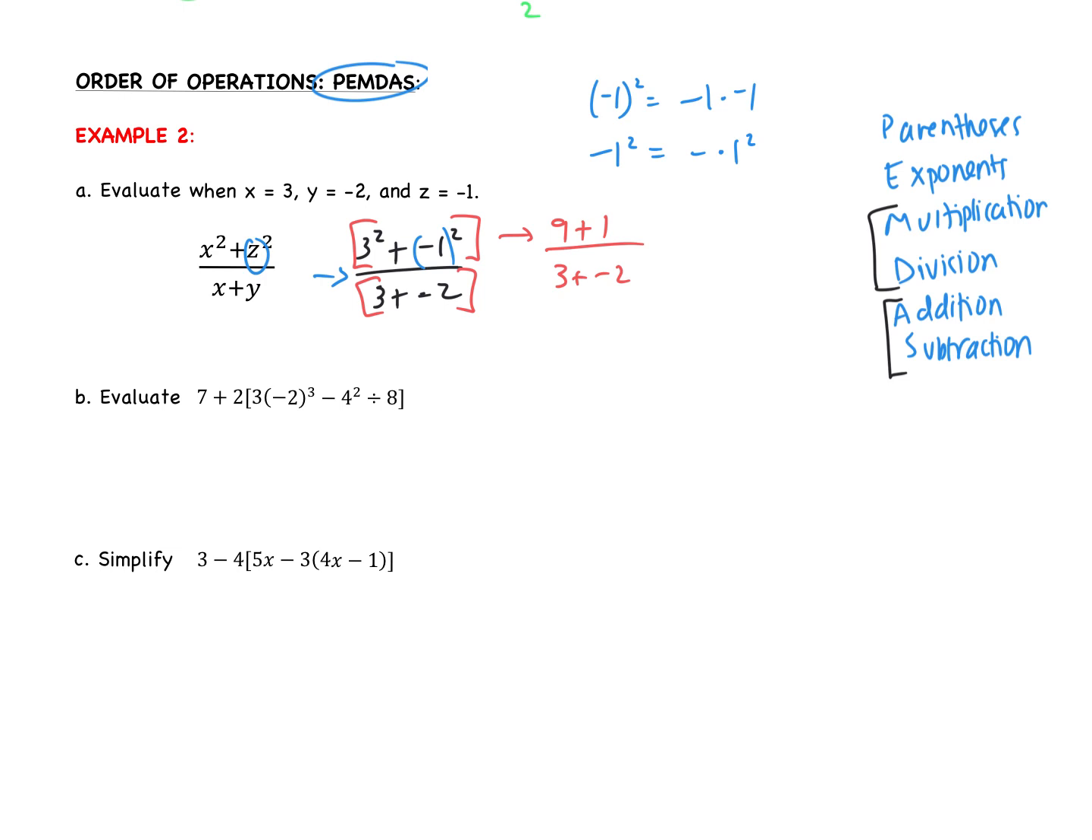Okay, so then we can't do the division yet because, again, we said we need to simplify numerator and denominator first. In the numerator, we get 10. In the denominator, we get 1. 10 over 1 gives us 10.